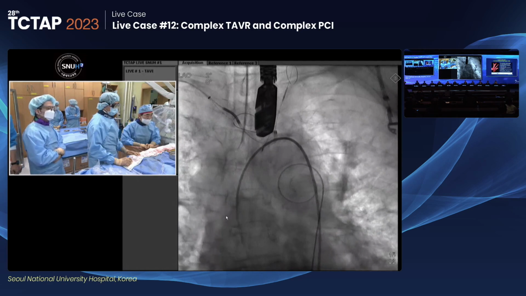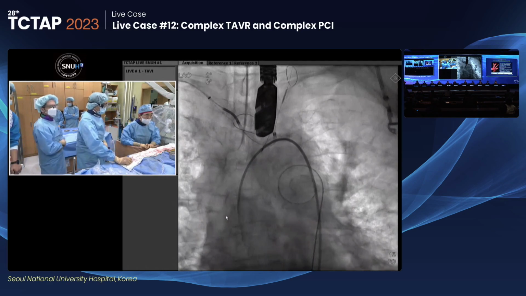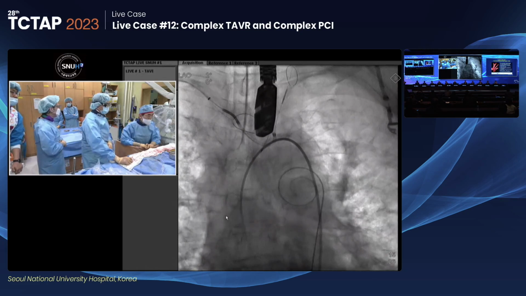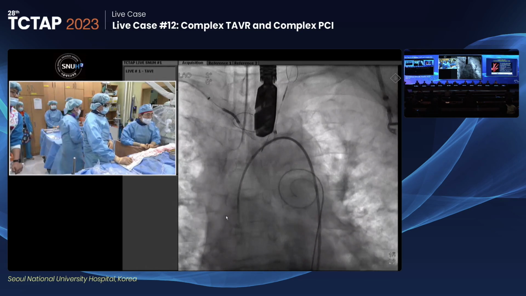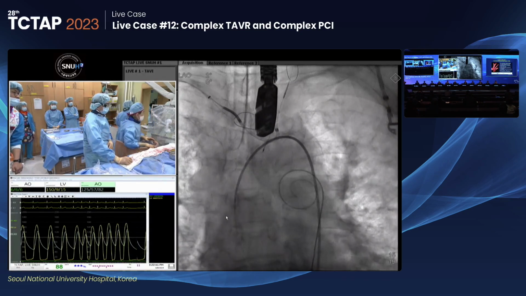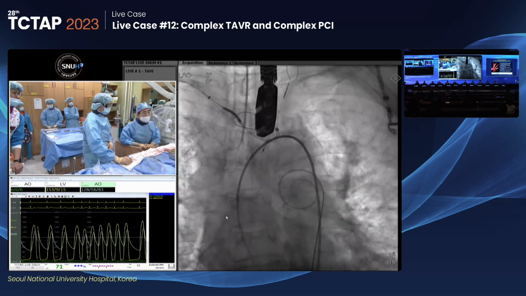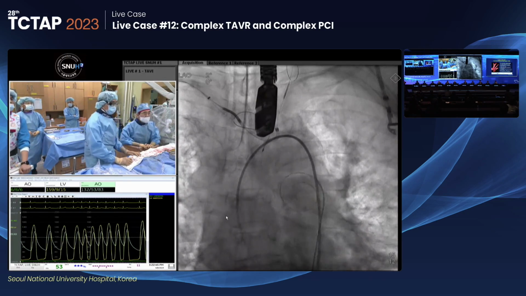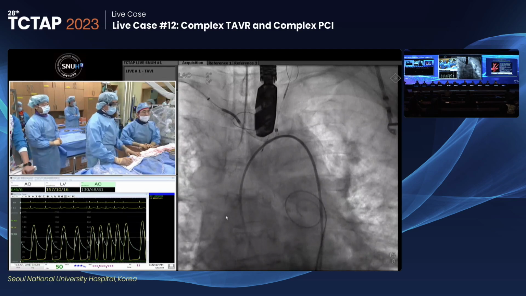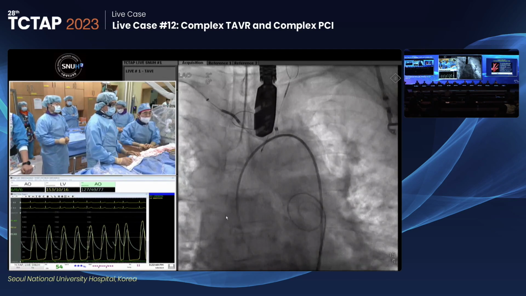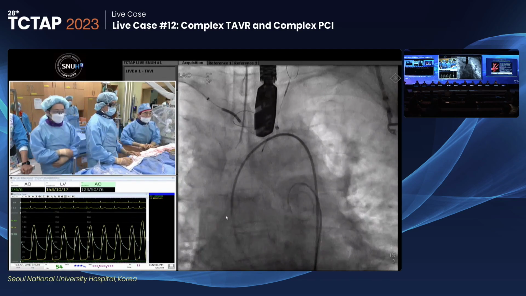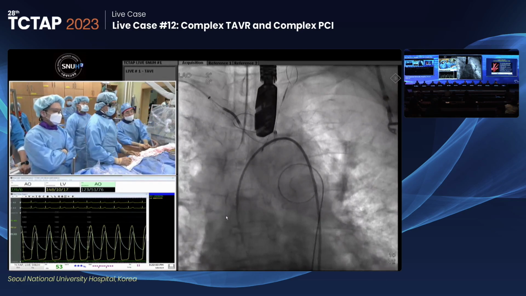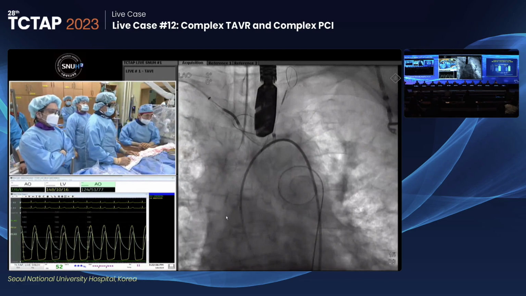Okay, there is not a so remarkable pressure gradient between the two chambers. Okay, that is the progress that we have taken today.